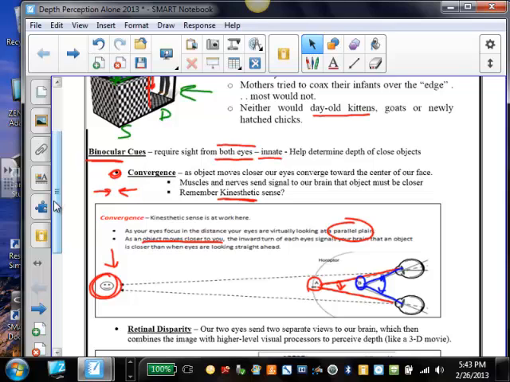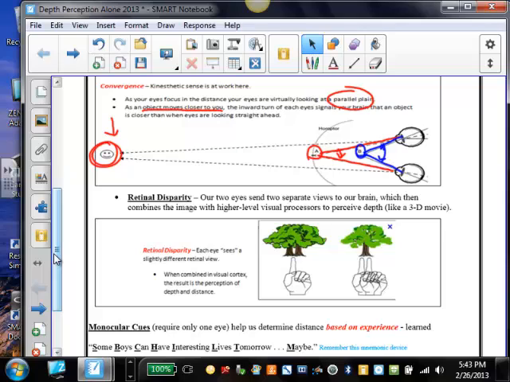Another binocular cue is called retinal disparity. Disparity here means difference. Our two eyes do send separate views to our brain, which then combines the images and overlaps them in higher level processors. Remember feature detectors and parallel processing. We perceive depth. And I think we did this little activity in the classroom.